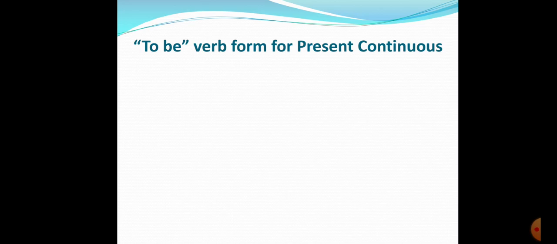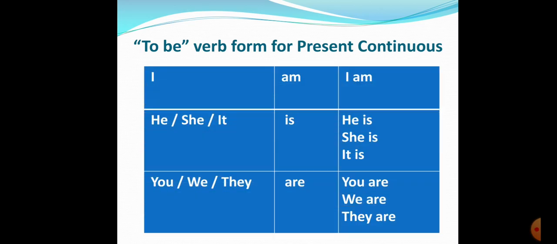Now, to be form for present continuous. See, this is very simple. Here it says that if the subject is I, you have to use am, and when you combine them it becomes I am. On your left side, there's I, which is first person. In the next row you can see he, she, it, the second person, and in the third row you, we, they, the third person. These are all your subjects.